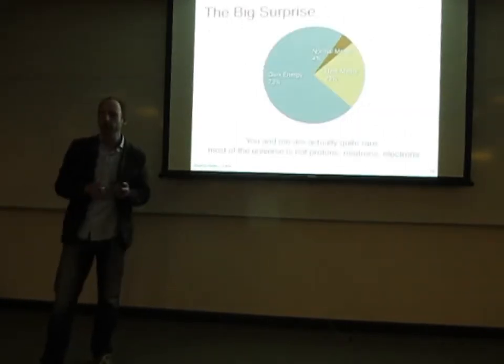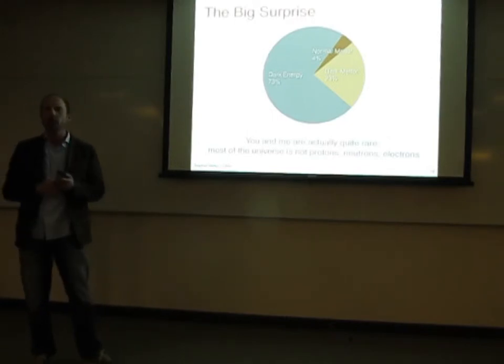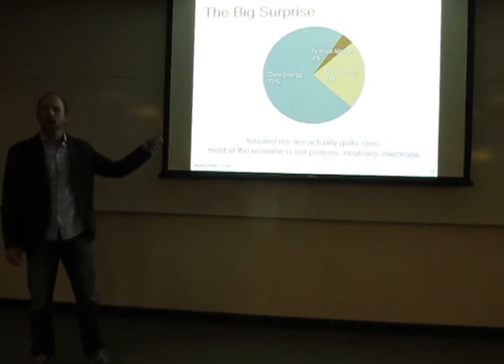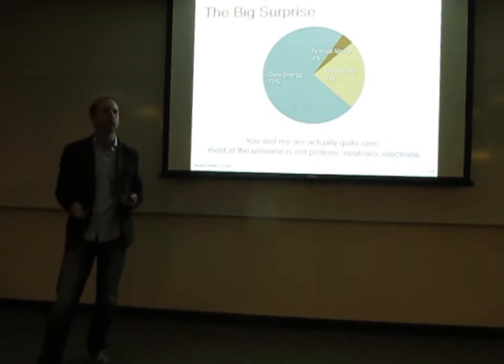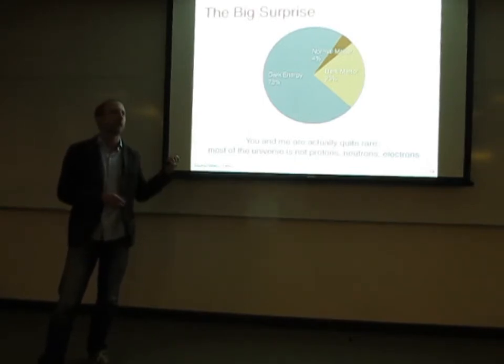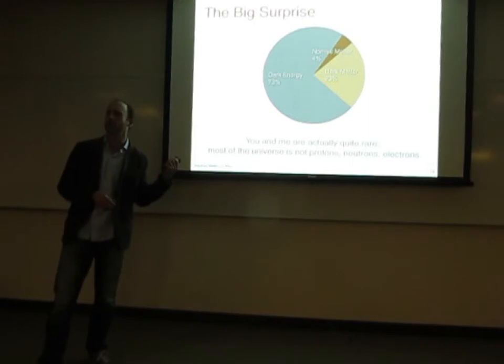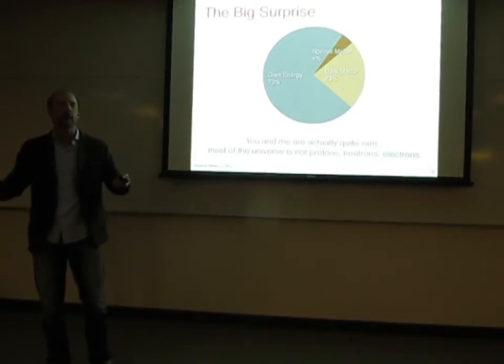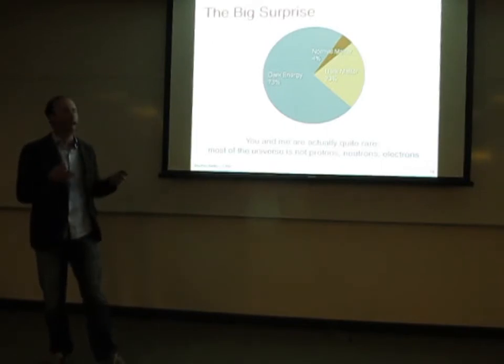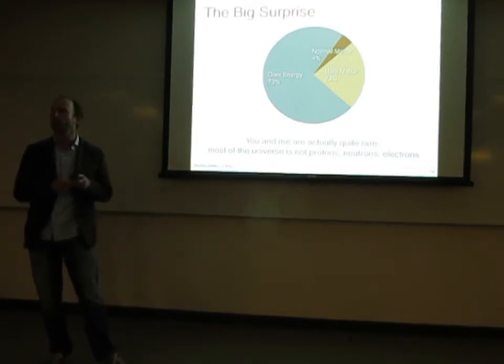And so the big surprise from that work was what the universe is made out of. It turns out that normal matter, stuff that we're made out of, protons, neutrons, electrons, turns out to only be about 4% of the universe. And actually, most of that is just hydrogen in stars and gas out there. Stuff that you and I are actually made out of, you know, nitrogen and calcium, stuff like that, is a tiny sliver of what's out there.